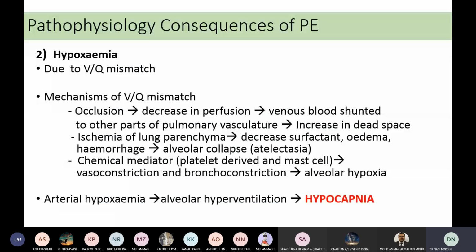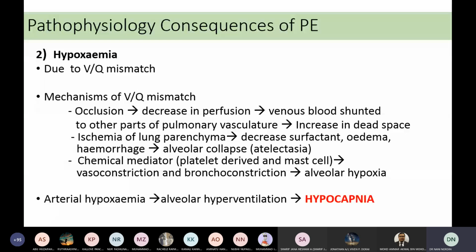Another important consequence is hypoxia. Of course, because now we are talking about lungs. We're talking about decrease in perfusion to the lung. So all this happens because of VQ mismatch. You all have learned about VQ mismatch in physiology, right?